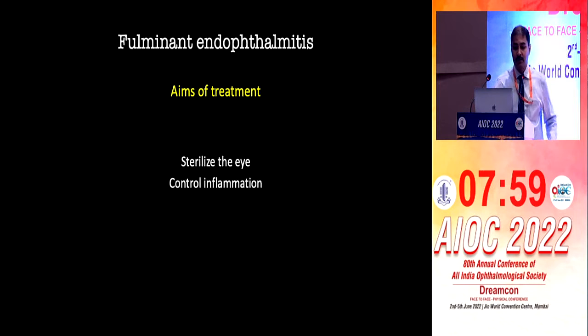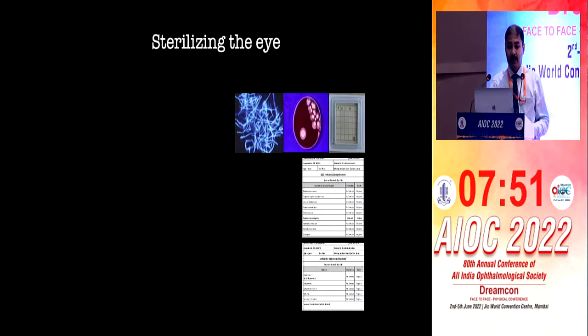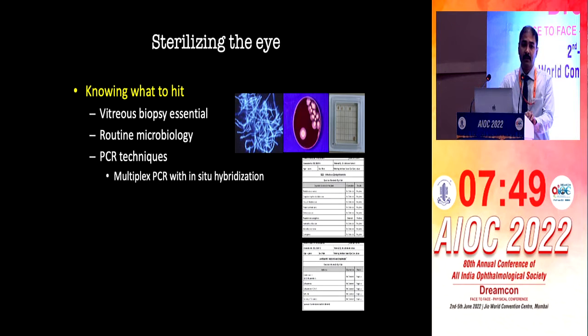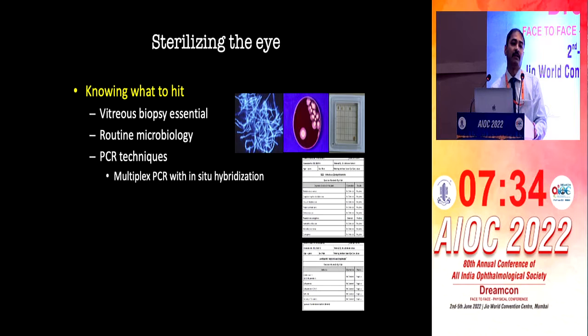So the aims of treatment are to sterilize the eye and to control the inflammation, in this order. Sterilize the eye first, control the inflammation, and then address the comorbidities. Now, sterilizing the eye, it's best to know what you want to hit. So vitreous biopsy is always essential, and routine microbiology sometimes does not give us the answer. So I would strongly encourage people, whenever you have a severe endophthalmitis, jump quickly to PCR techniques because their sensitivity is much better than the routine microbiology.